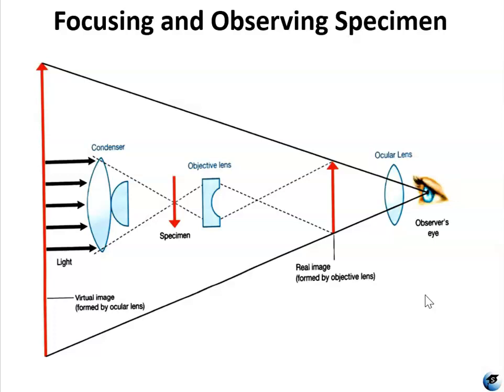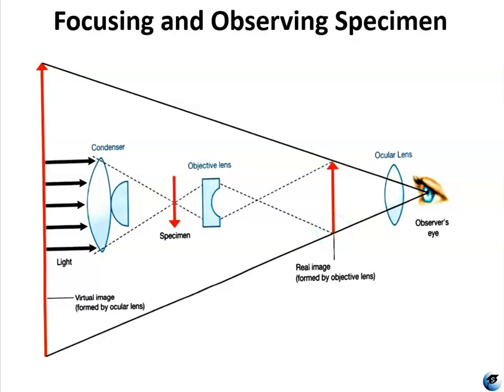As far as focusing and observing specimens, it is important to understand how the microscope works in order to be able to focus and view your specimen. In a compound light microscope, light comes from the source, the illuminator. It is first focused by the lens in the condenser. Then it enters the objective lens, where it is magnified in order to produce a real image. So you start with a virtual image, and then you end up with a real image that you can view with the eye.